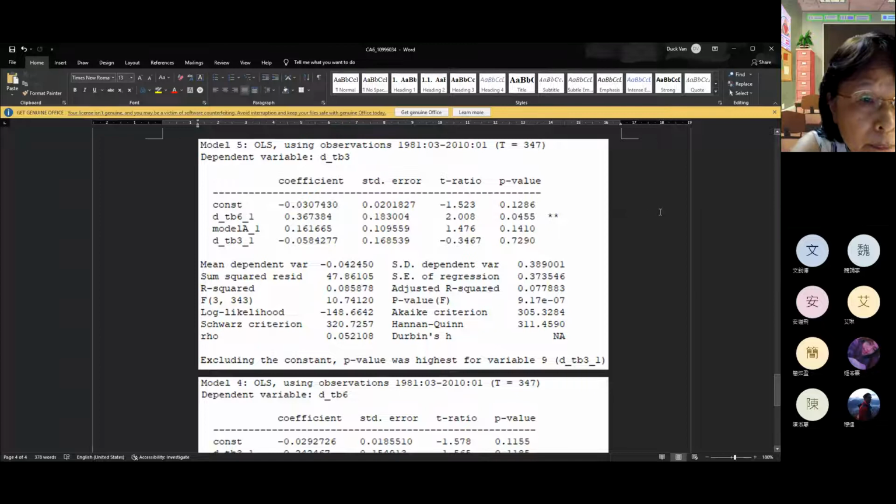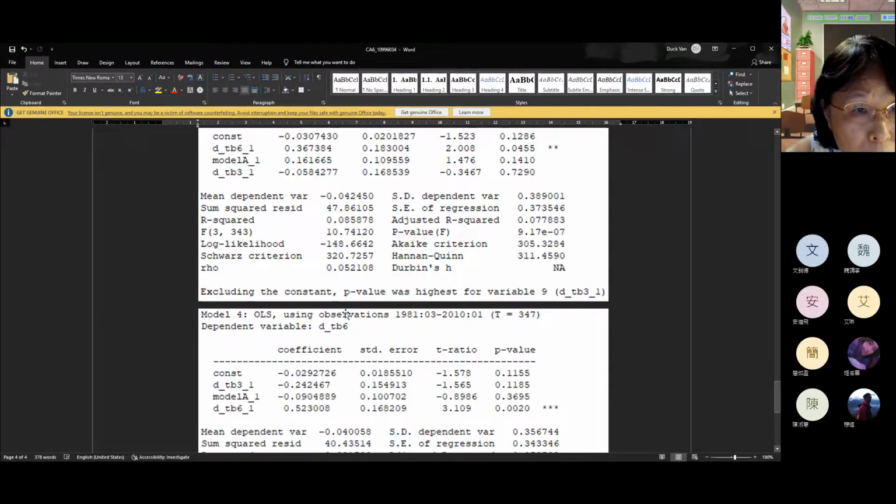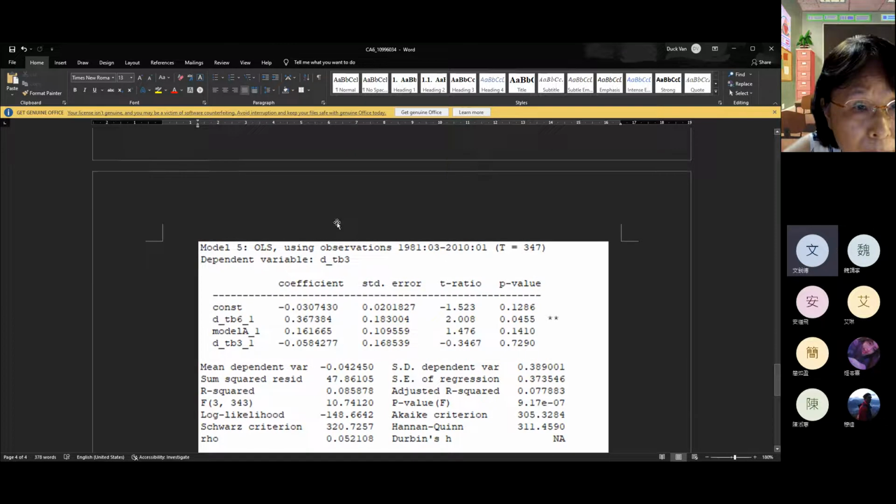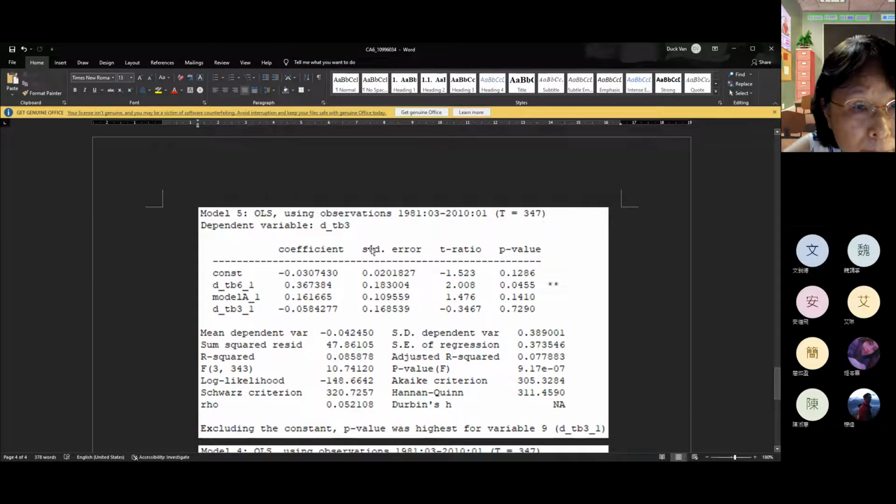So you're working with the dependent variable with the difference of TB3. Then what is your TB6? Model A is the residual? The variable called model A is the residual? Oh, model A is the one that was created before, with TB6 as the dependent variable. But here, the dependent variable is TB3.